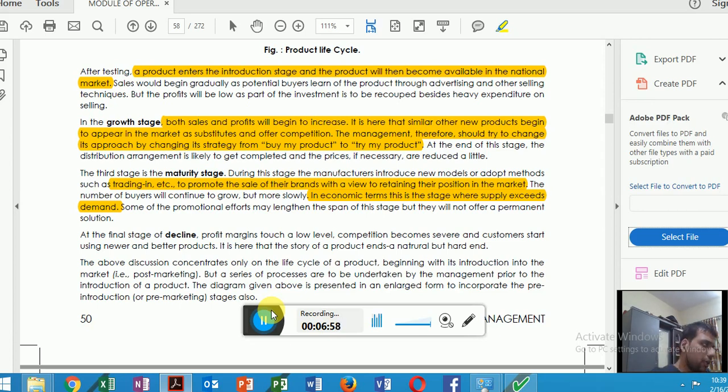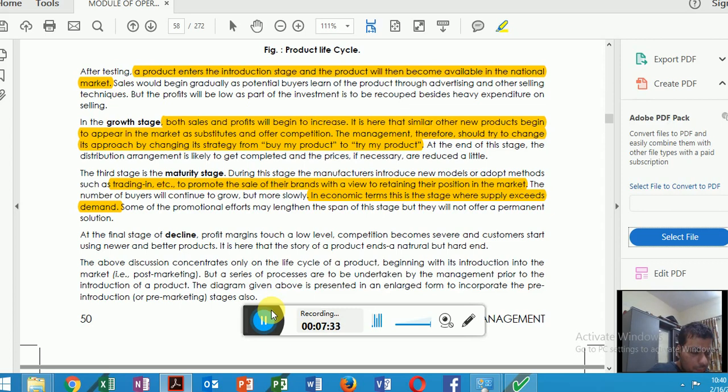Now in this particular stage, the company is trying to change its tagline from "buy my product" to "try my product", because the company is in doubt regarding how much amount of sale or profit will be generated, or what will be the revenue regarding the sale of the product. When the competition is less, the company is sure that we will cross this much amount of sales. But as the competition increases, the company is a little bit in confusion about what will be the amount of sale.